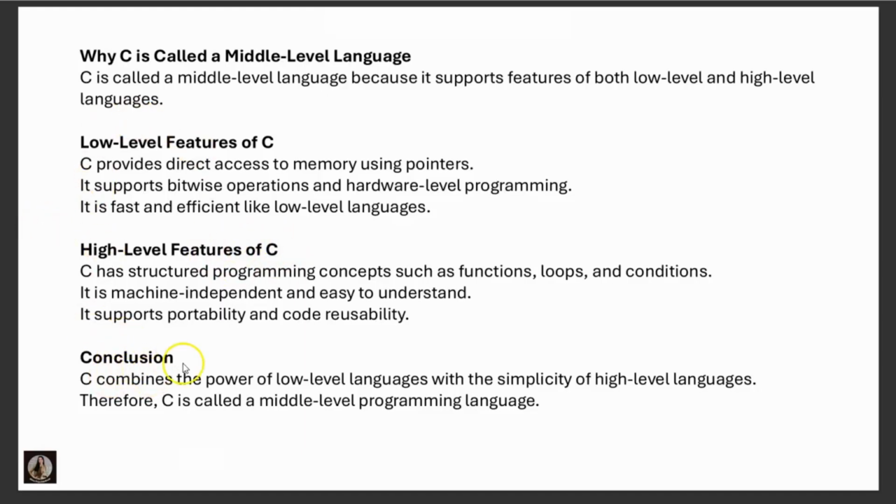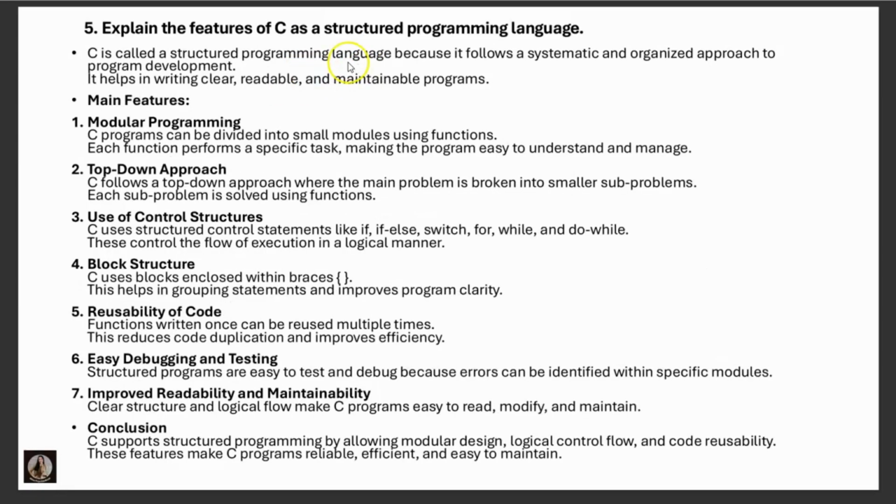Let us understand. C combines the power of low level languages with the simplicity of high level languages. That's why C is called a middle level programming language. In simple words, it supports both the features of low level and high level language. That is why it is called a middle level language. I think you understood. Let us move to the next question.